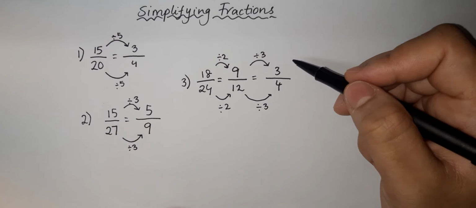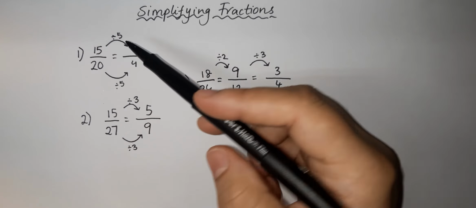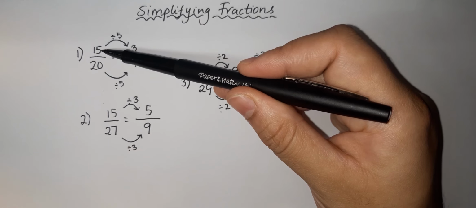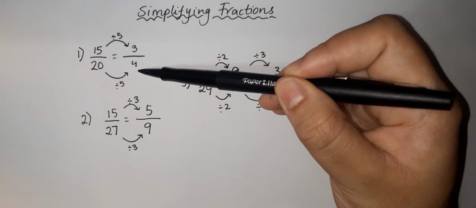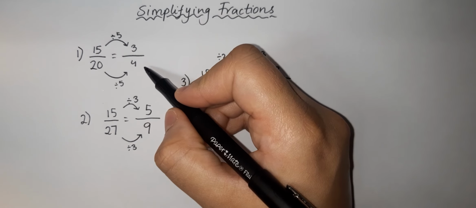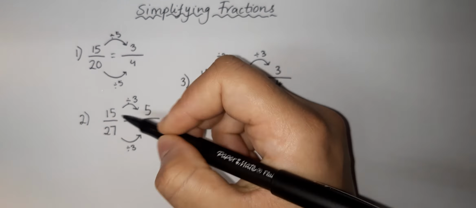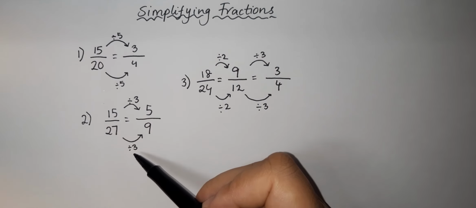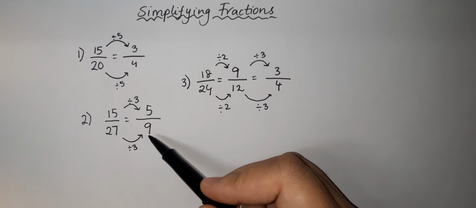So just to recap, let's go to the first example. We can see that whatever we do to the top number, the numerator, we do to the denominator because we have divided by 5 both times. And because 3 over 4 cannot be simplified any further, that is the final answer. The same thing happens here. We divide top and bottom by 3. We cannot simplify further, so 5 over 9 is the answer.